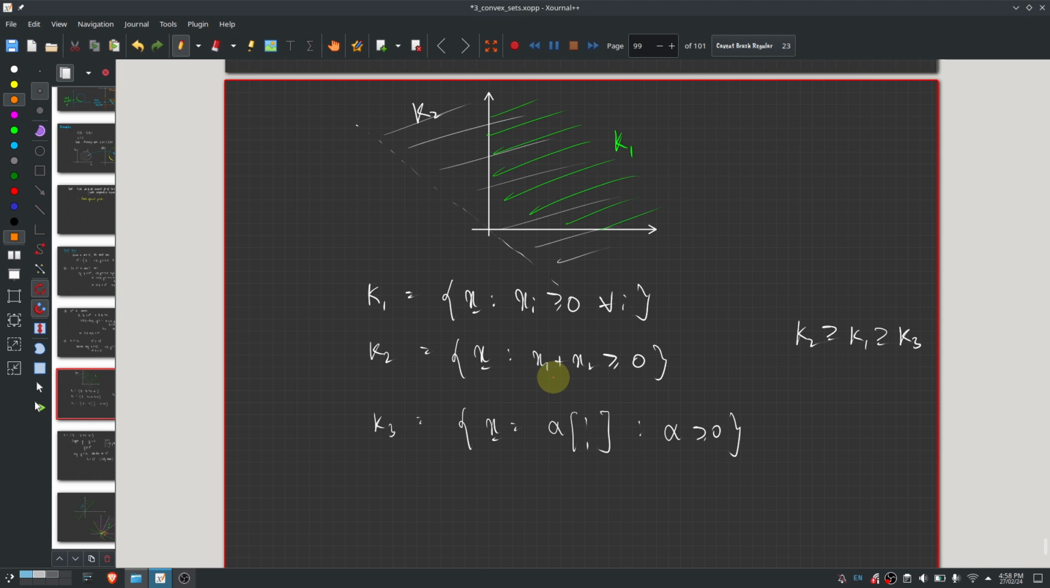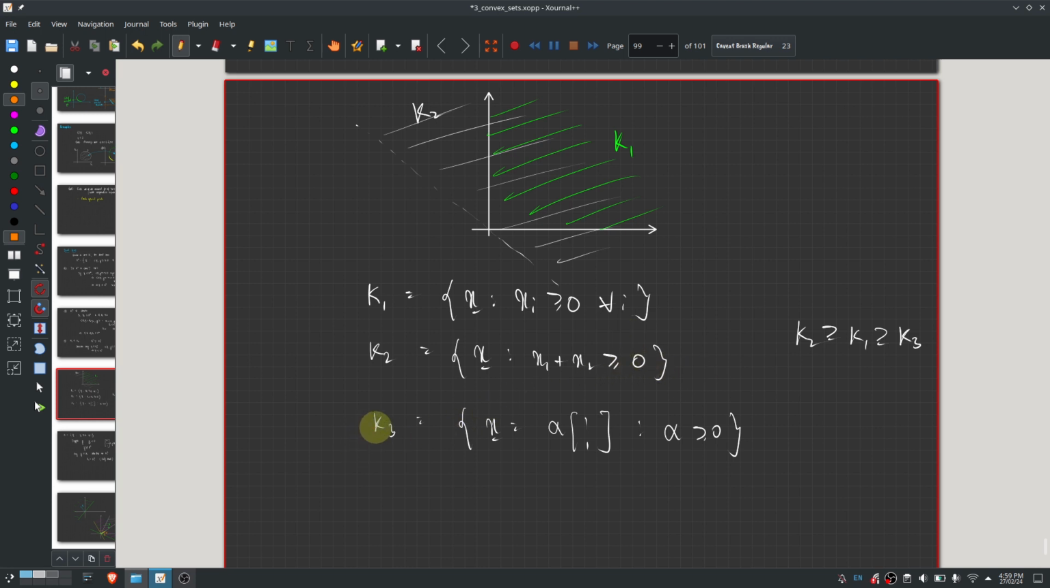It's actually equal to K3, right? So firstly, observe that every vector in K3 lies in the dual cone of K2. So basically any vector (alpha, alpha) for alpha greater than or equal to 0, the inner product with every element in K2 is greater than or equal to 0. That follows just by definition, right? Since x1 plus x2 is greater than or equal to 0, alpha x1 plus alpha x2 is greater than or equal to 0 for all alpha greater than or equal to 0, right?